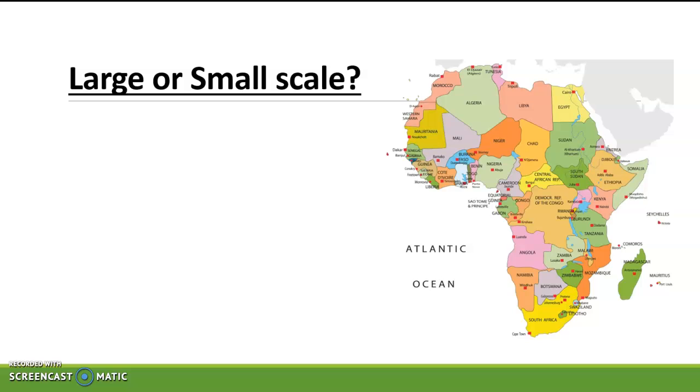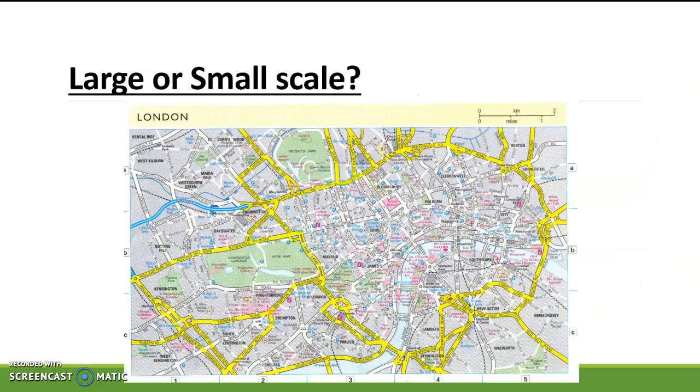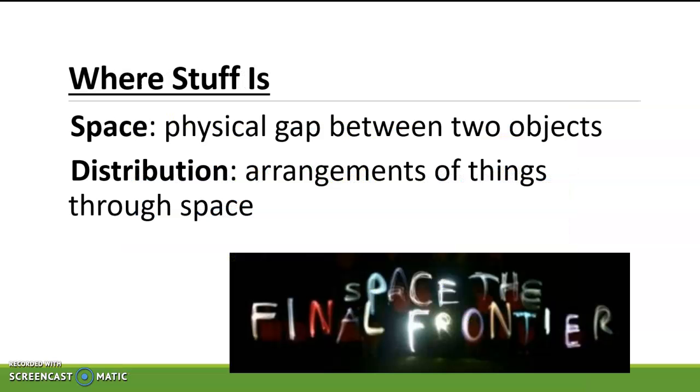All right, so you should have considered this one a small scale map. Even though it seems to be a larger area, there's not a whole lot of detail. When you look at this map, you're zooming in on a much smaller area, but you're getting much more detail. So that's going to be a larger scale.